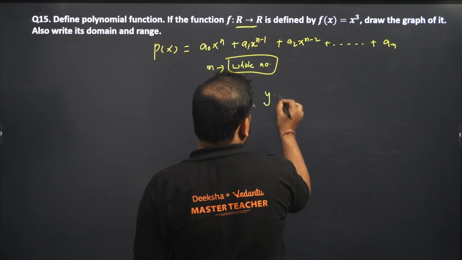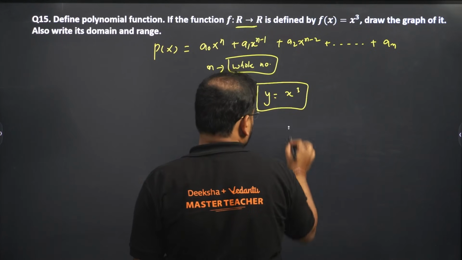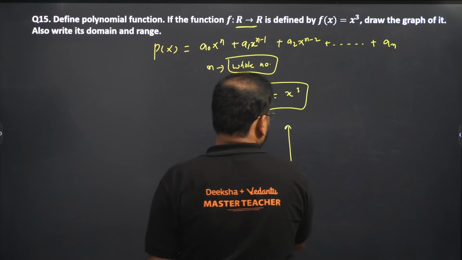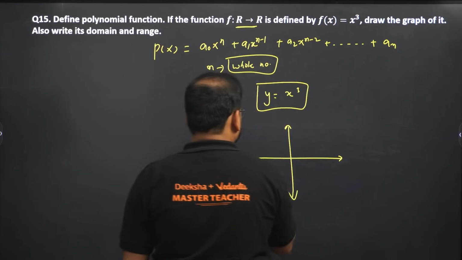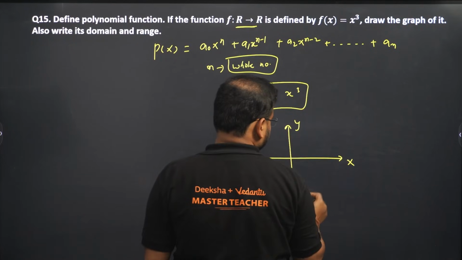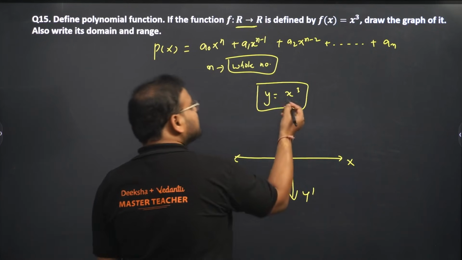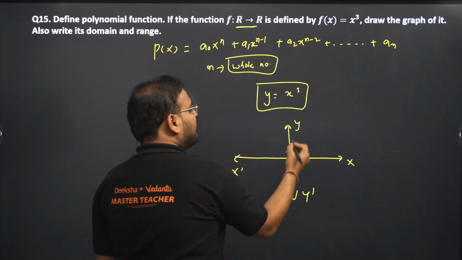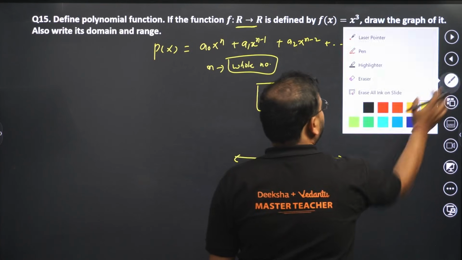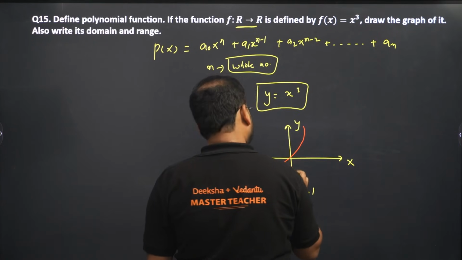Function is given like this: y equal to x cube. If you draw the graph, x dash, y dash. Okay. So since the power of x is there, we'll have a steeper curve towards the y-axis. This is your curve.